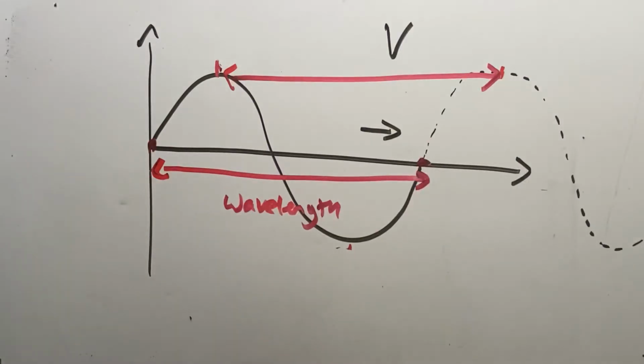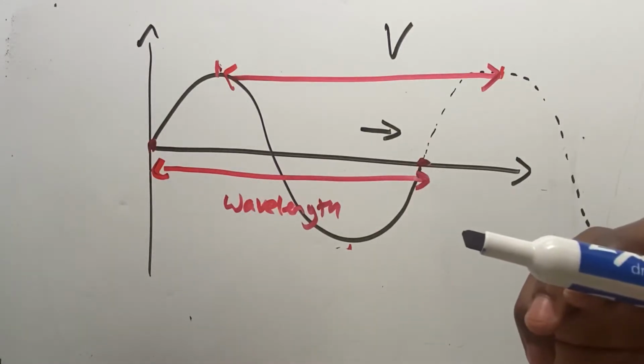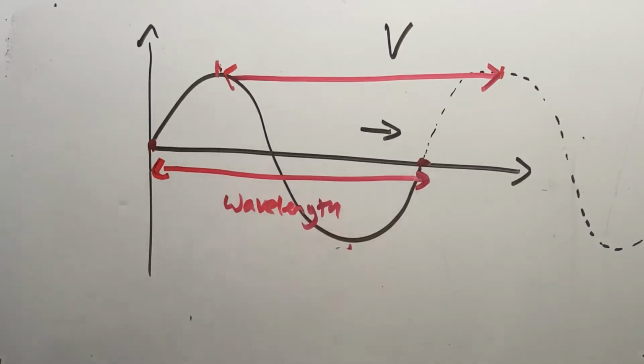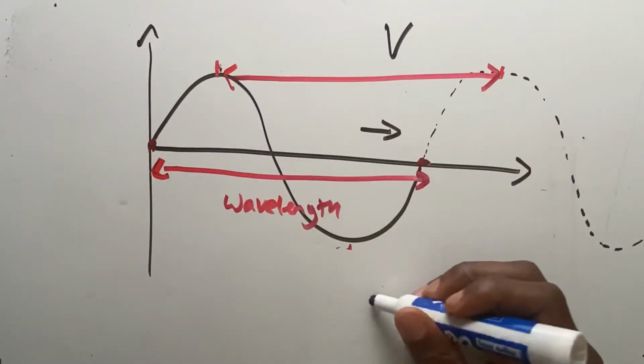Now, we also have another thing we call the period. Let me go over the period. So the period is how long it takes for it to make one full cycle. So period.